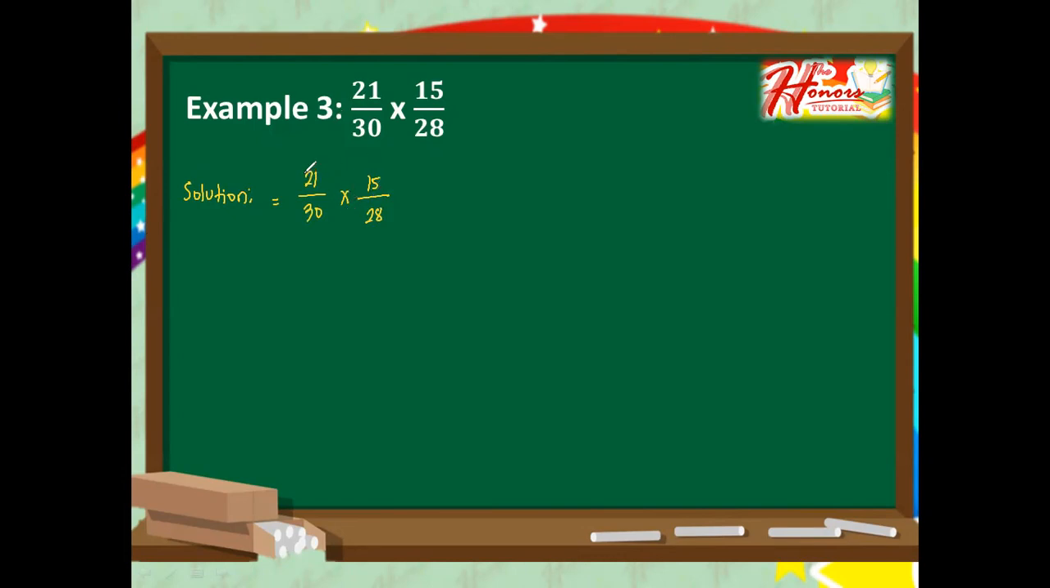For 21 and 28, we can just divide this both by 7. 21 divided by 7 is 3. 28 divided by 7 is 4. And then for 30 and 15, we can use 15 here. If you want to use 5, then it's fine. But make sure that you will simplify your answer, okay? So 15 divided by 15 is 1. 30 divided by 15 is 2. So let's multiply now. 3 times 1, that's 3. 2 times 4, it's 8. So the answer is 3 over 8 again.